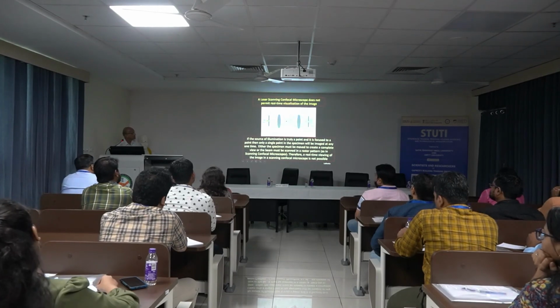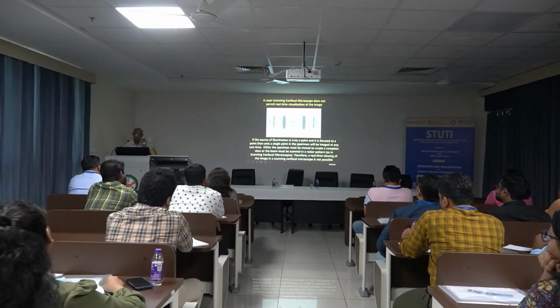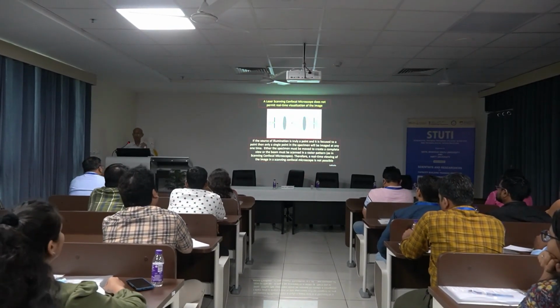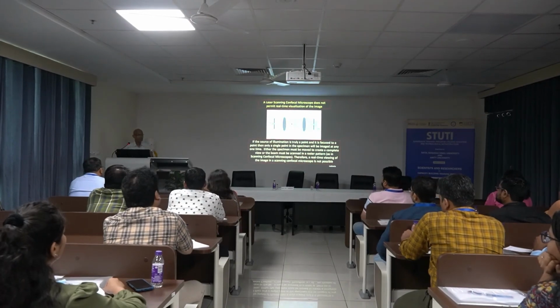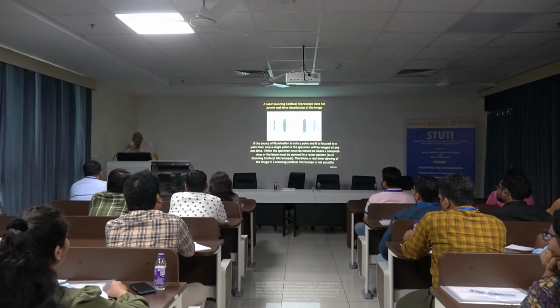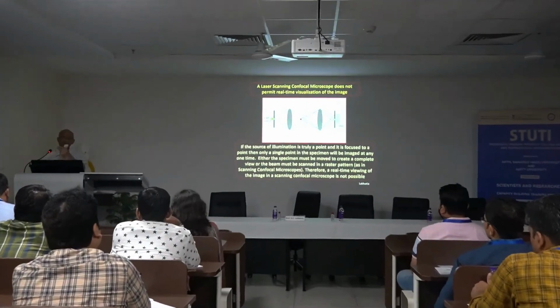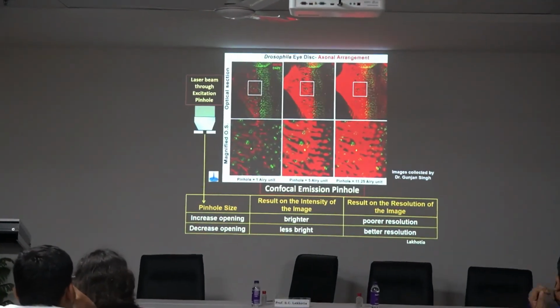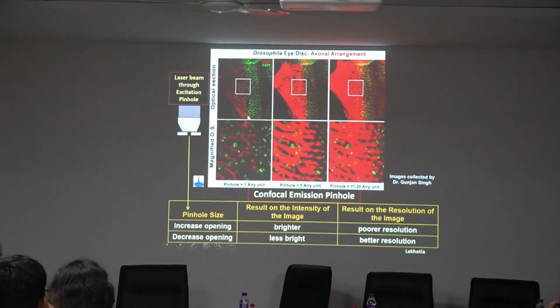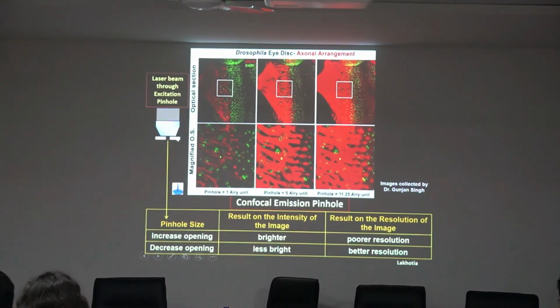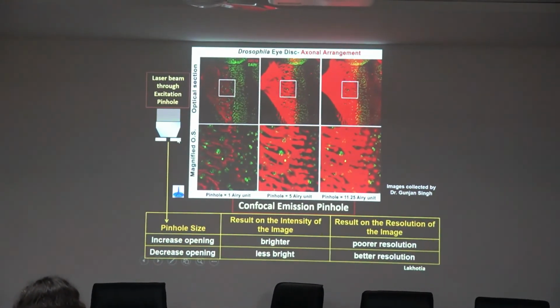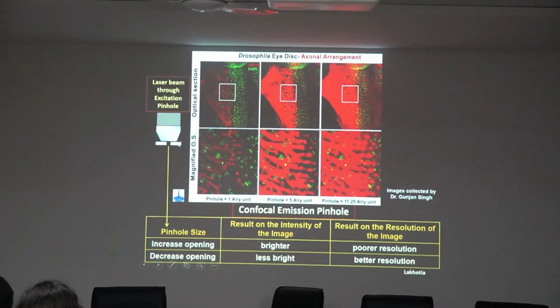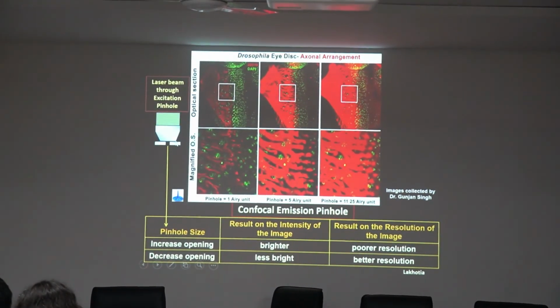And because you are collecting the image of one particular point at one time, as I said, we cannot see it in real time. All that we see is the image in the software, and then we can manipulate that image as we want. For example, now one important point is the pinhole. If you open it too much or too little, your optical quality, confocality, will vary.